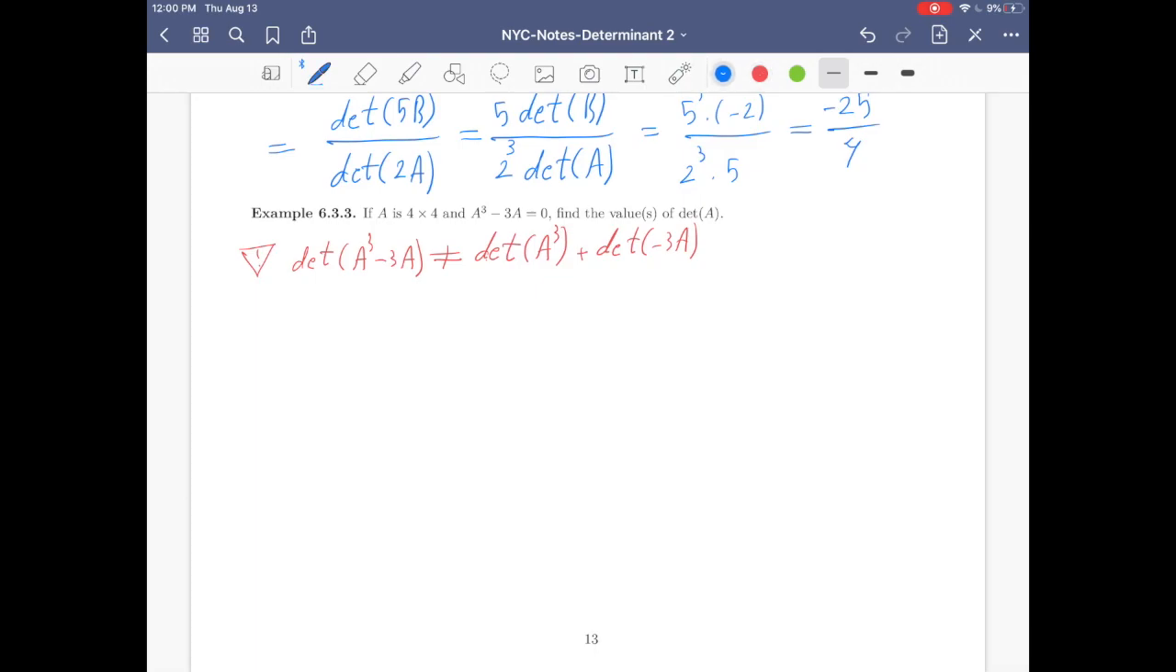So what should I do? Well, first you move 3A to the other side. Then you apply the determinant to both sides. Then the determinant of A cubed: A cubed is A times A times A, and you can apply the determinant to each. So the determinant of A times the determinant of A times the determinant of A, but that is just the determinant of A, the whole thing cubed. And then pull out 3, but you have to raise it to the power 4 because of this 4 by 4 right here.